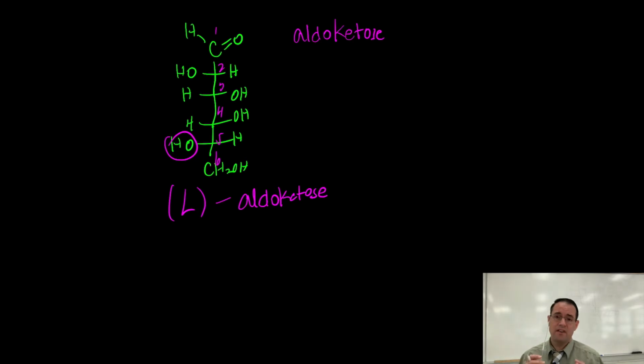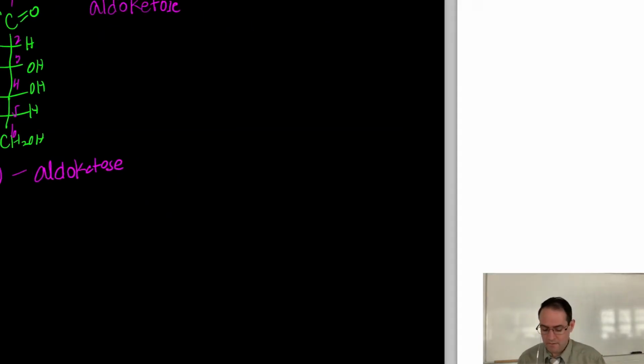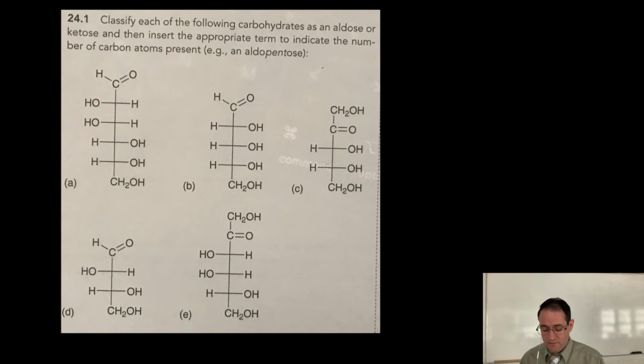That's the other thing about the naming. Just remember, if the OH is to the left, it's L. If the OH is to the right, that's the other way, capital D, okay? And all the D sugars are naturally occurring, so that's very important to recognize. Let's go ahead and do some practice problems from the textbook to make sure we understand this concept. Problem 1 asks us to classify the following carbohydrates as an aldose or a ketose, and then insert the appropriate term to indicate the number of carbons present. For example, aldopentose, whatever, okay? So let's go ahead and do that.